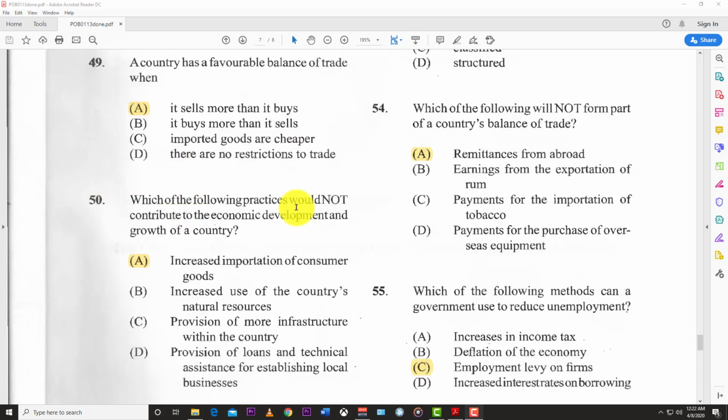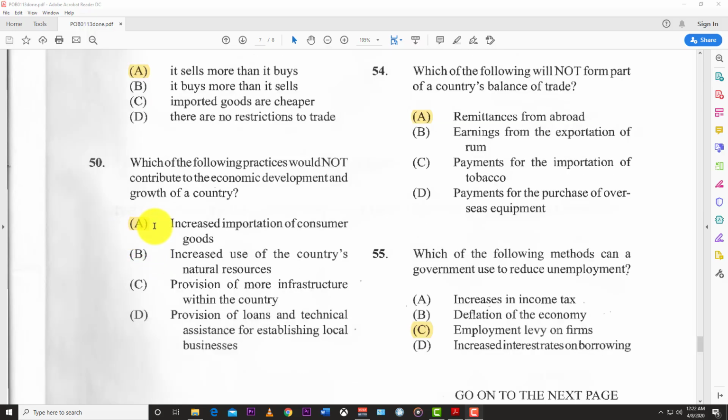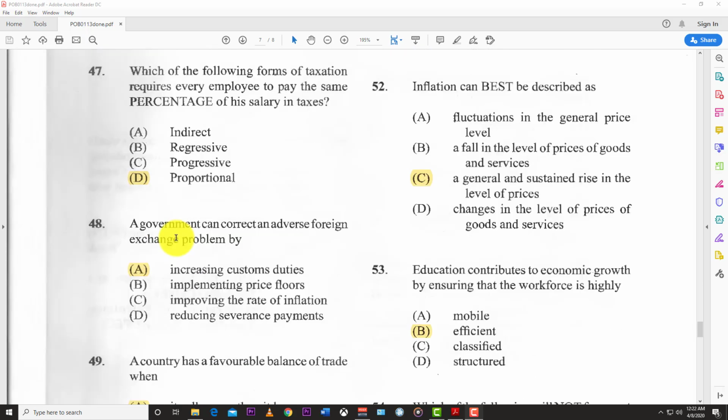50, which of the following would not contribute to economic development and growth of a country? A, increase importation of consumer goods. If you increase importation, it's not going to develop the country itself because you're not supporting local.